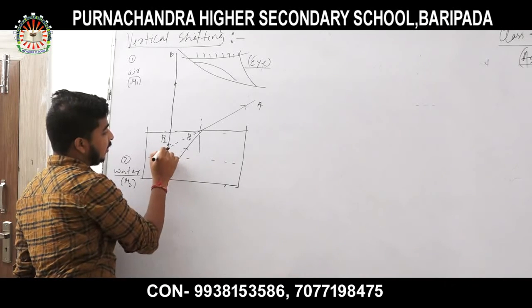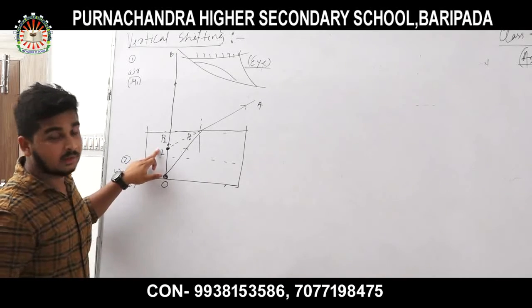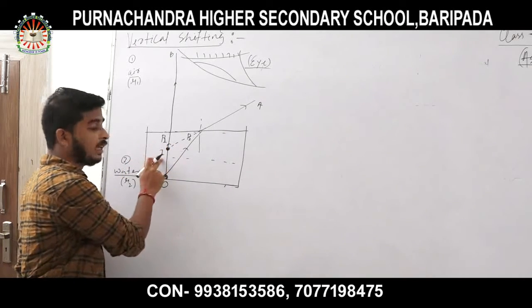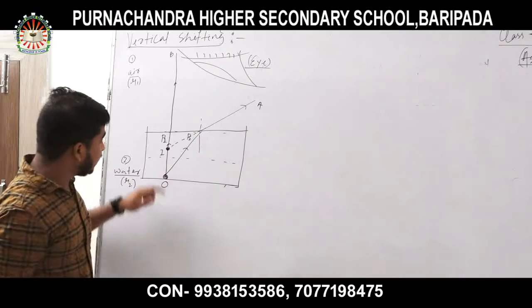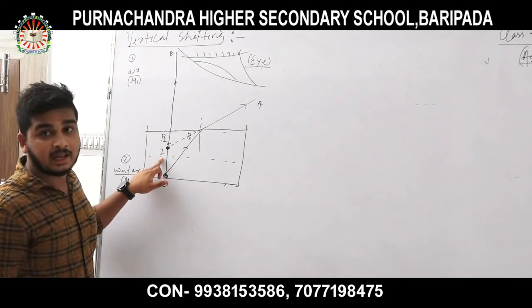This point is known as I. We will see the object at I. This is not the object. This is the image of the object O. So I will see the image at point I.